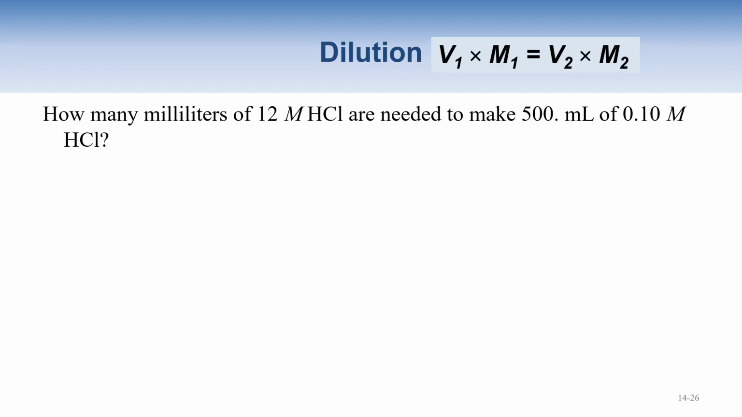How many milliliters of 12 molar hydrochloric acid are needed to make 500 mils of a 0.1 molar hydrochloric acid solution? Well, we want to make this. So what we want to make is our V2 and our M2. So this is our M1. Go ahead and do this calculation and then we will work through it together.